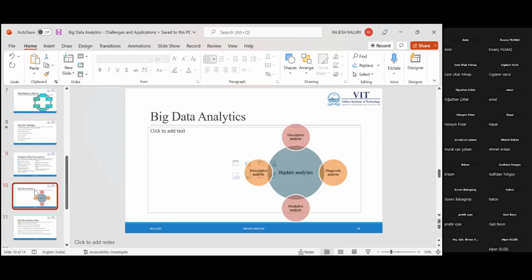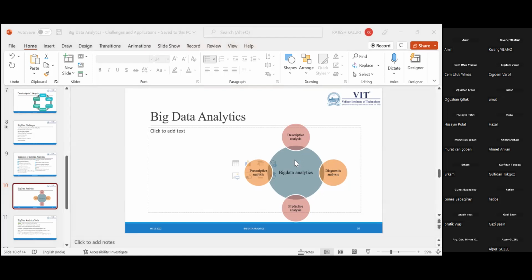After the examples, let us look at the different analytics that we have. We have first descriptive analytics, then diagnostic analysis, then predictive, and then prescriptive. These are the four typical analytics that we have. The first one, descriptive analysis, is wherein you will be able to record and capture the descriptive items.